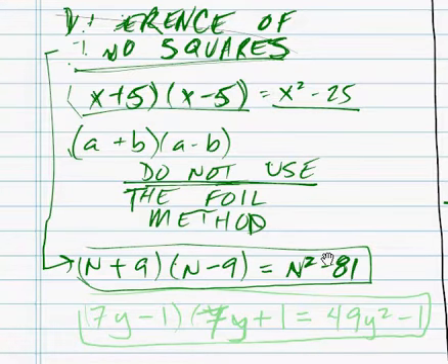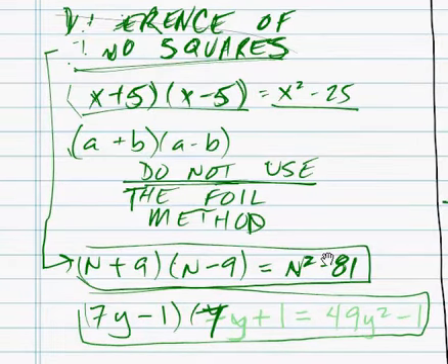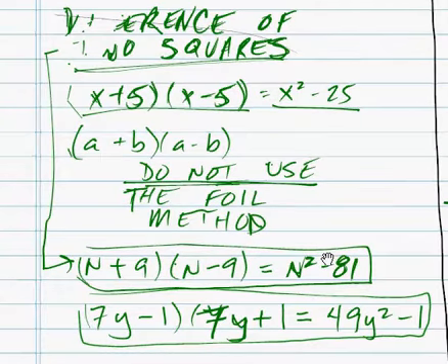Same for this one. 7y minus 1, 7y plus 1 equals 49y squared minus 1. Again, difference of two squares.